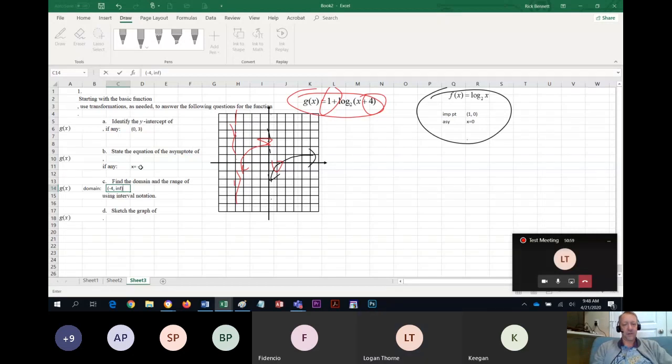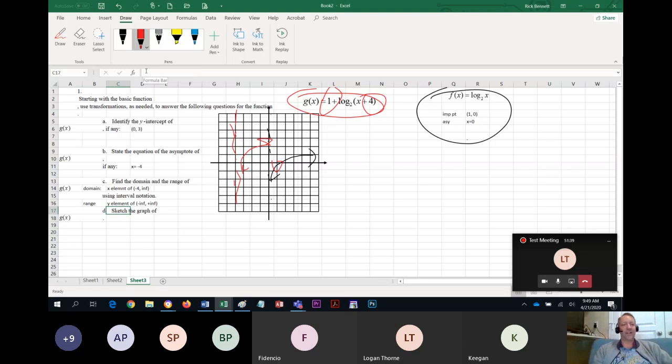And what did you forget? The x is an element of. So x is an element of -4 to infinity. And your range is just parenthesis -infinity to infinity. Parenthesis, y is an element of -infinity to +infinity.